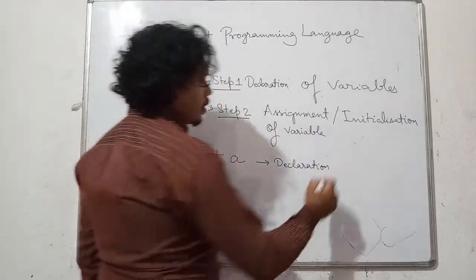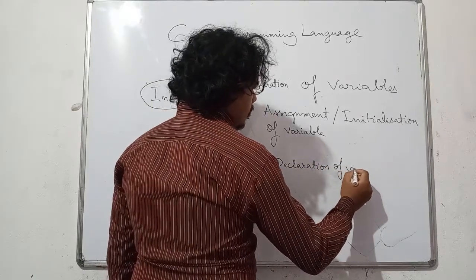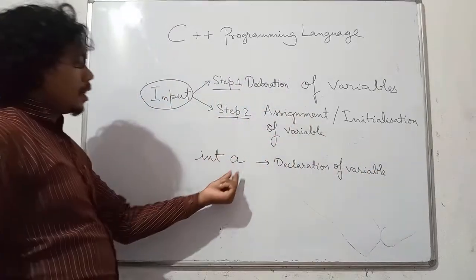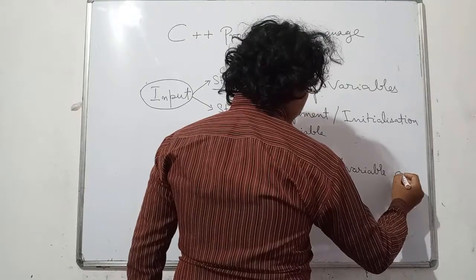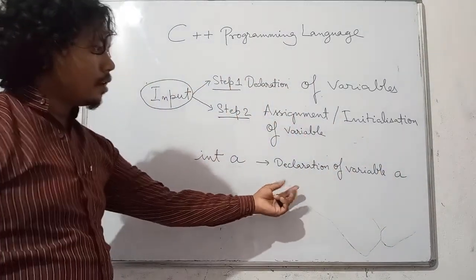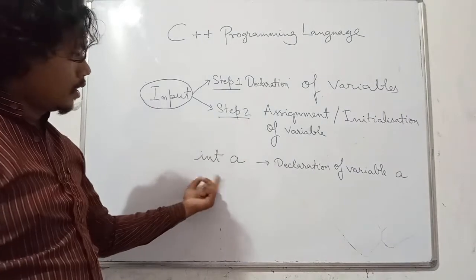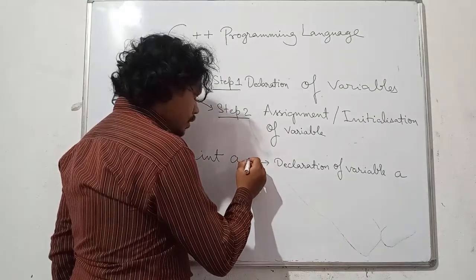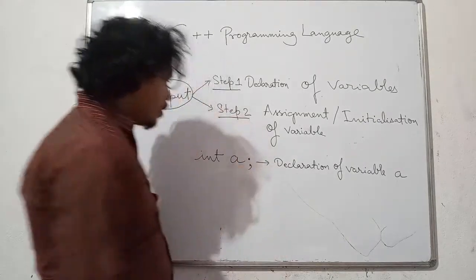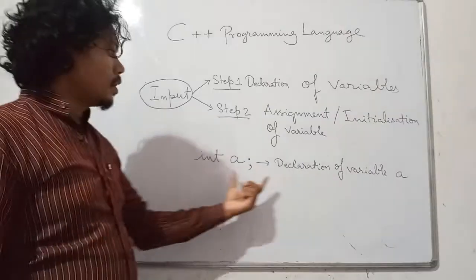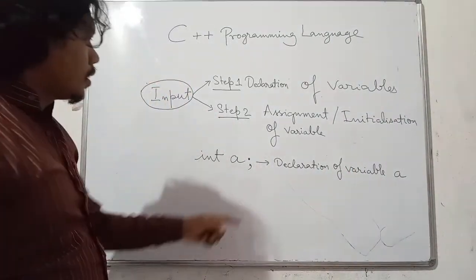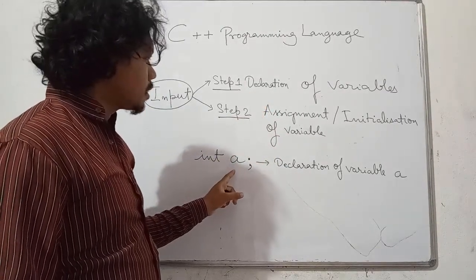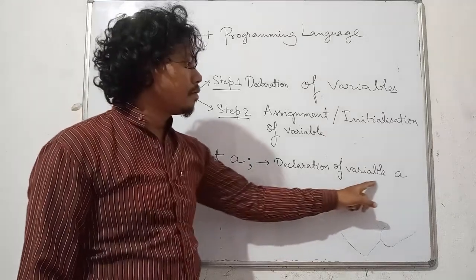Declaration of variable a: int a. After int a, you have to put the semicolon. This is declaration of a variable. This first step, int a, means declaration of variable a.